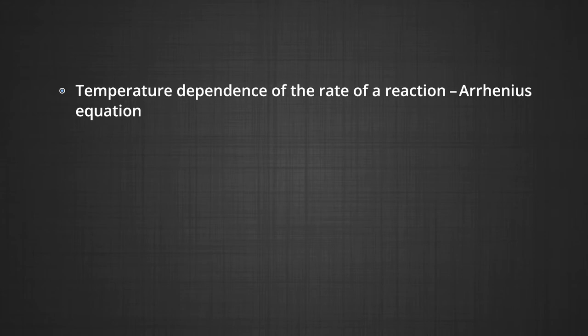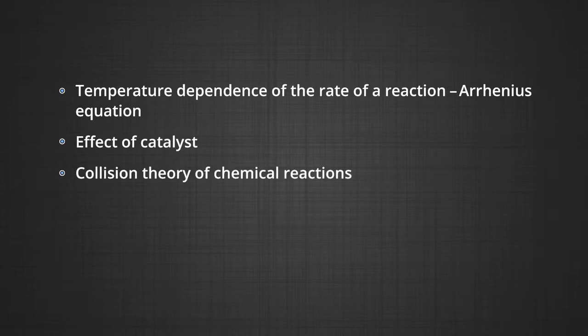Dear students, in the previous module, you have studied how to derive the integrated rate equation for the zero and first order reactions. We also studied how to determine the rate constant for zero and first order reactions, and we also determined the half-life of a reaction. Today we will study the temperature dependence of the rate of a reaction, that is the Arrhenius equation, and we will study the effect of catalyst and the collision theory of chemical reactions.